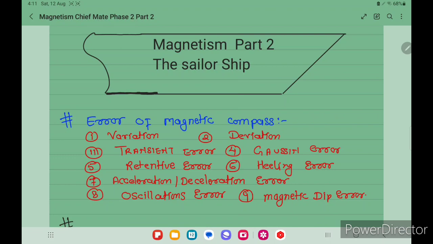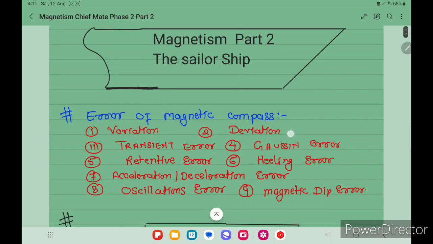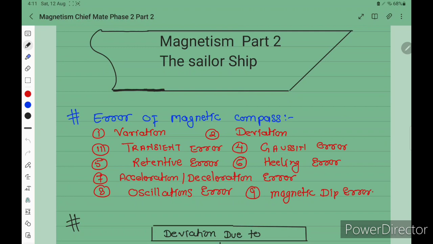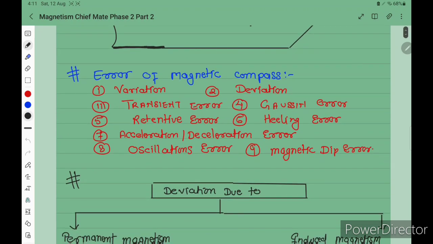Generally, for Phase 2, all of this magnetism depends on the deviation. So first we discuss the errors of the magnetic compass. We have the variation, which we already know, so we will not discuss it too much. Deviation is most of our topic, so Phase 2 is basically on deviation. Then transient error, Gaussian error, retentive error. They asked about Gaussian and retentive errors maybe once or twice, about five years ago. So before going to the exam, just read this, it's very simple. My notes are also available in PDF, so if anybody wants the PDF notes, they can contact me through the link. Then heeling error, acceleration and deceleration error, oscillation errors, and magnet dip errors.